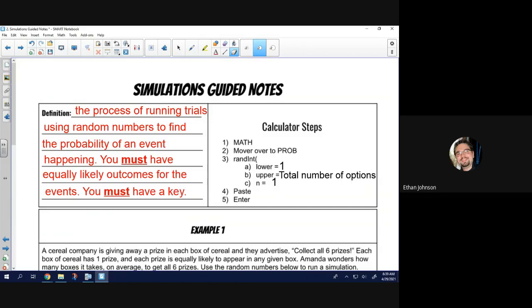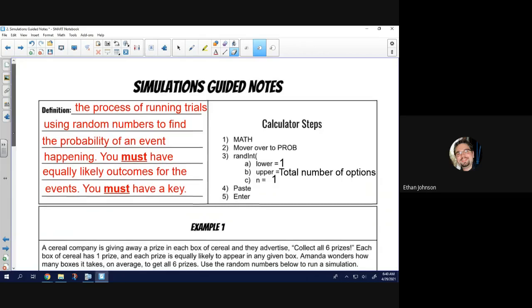And this is where your notes change slightly. Lower, cross out that 0 and make it a 1. We're going to make our lowest number that the calculator is going to spit out a 1. Cross out the 9 for upper, and we're going to make that the total number of options. And that's going to make more sense when we start going through some examples. And then our n, or the number of numbers the calculator is going to spit out, make that 1. And then for the simulation, we hit paste and we hit enter.